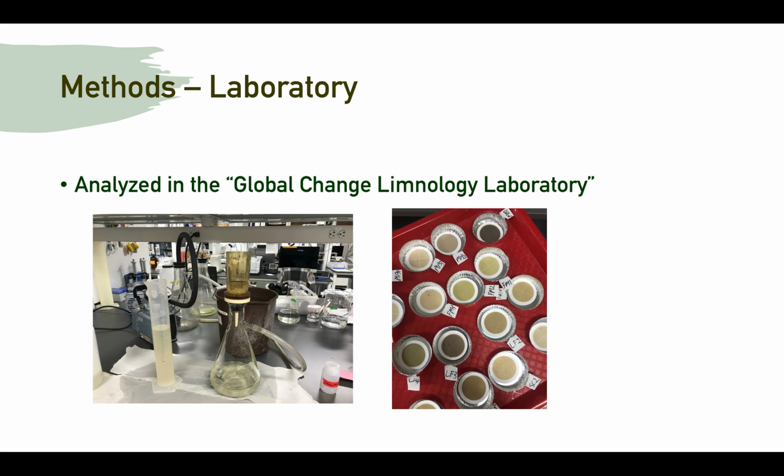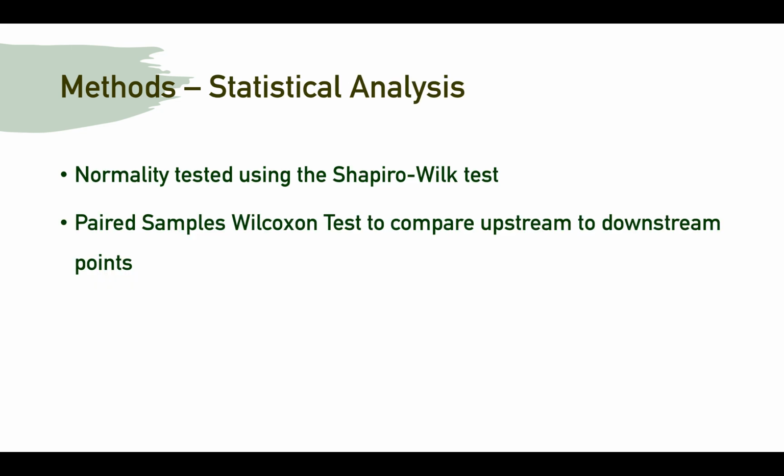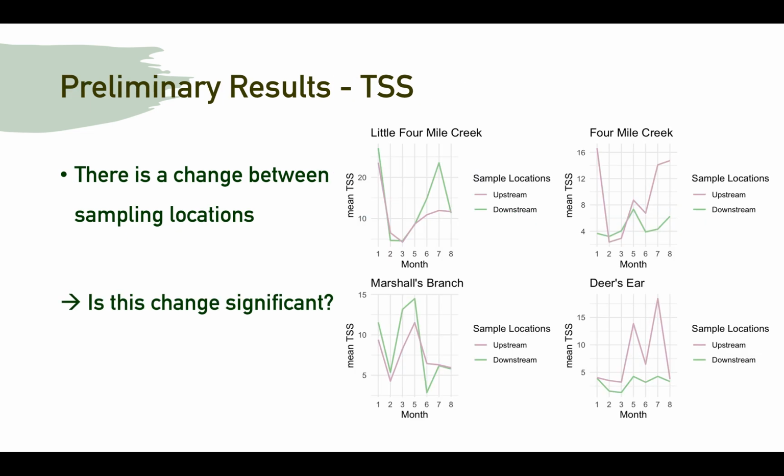During a multi-step process, the water is filtered with the apparatus pictured and prepared for different analysis. Filtered samples are analyzed for the DOC concentrations in Miami University's Global Change Limnology Laboratory by Aaron Overhaul, while total suspended solid concentrations are calculated from the sediment filters resulting from the filtering process. Statistically, Shapiro-Wilk tests are run to check data for normality. Due to the data not being normally distributed, paired samples Wilcoxon tests were run between points located upstream at the park boundary and downstream. While there is a change in solid concentrations between points on each stream, as far as our preliminary data shows, is this observed change significant?